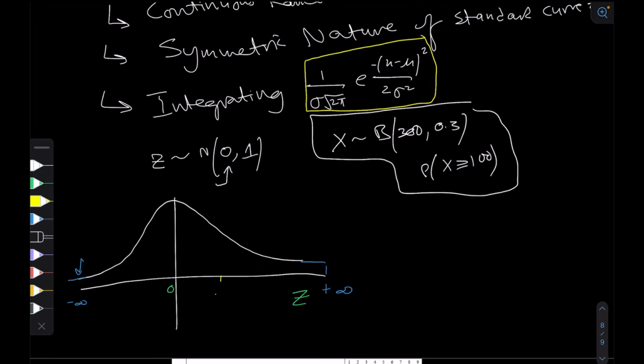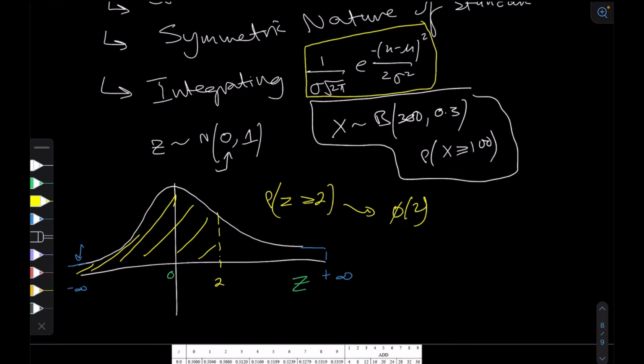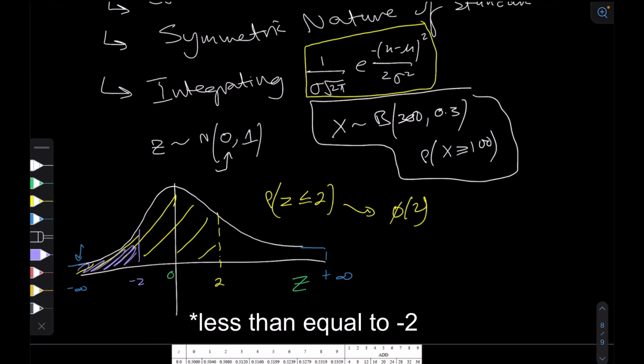So if I take some point, let's say z equals 2, right, and I find the area up to that point, what I will really be doing is finding the probability of z being greater than or equal to 2, which can basically be written as something like this, right? So finding the area under the graph up to that point will give me the probability of z being less than or equal to, this should be this sign, right? So it's the probability of z being up to 2, right? Similarly, if I write something like -2 and I find this area, this will basically be the probability that z is less than or equal to -2.